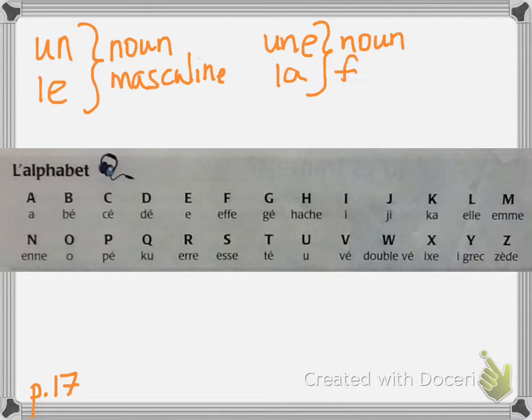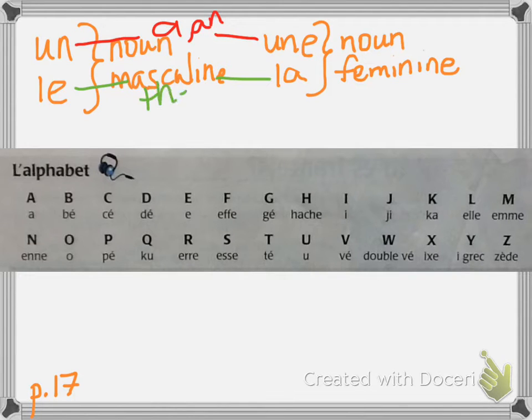And remember, that is part of learning the vocabulary: learning the un or the une or the le or the la along with it. Okay? And remember, again, un and une mean a or an, and le and la mean the. And le and la become l' before a vowel or a silent h.